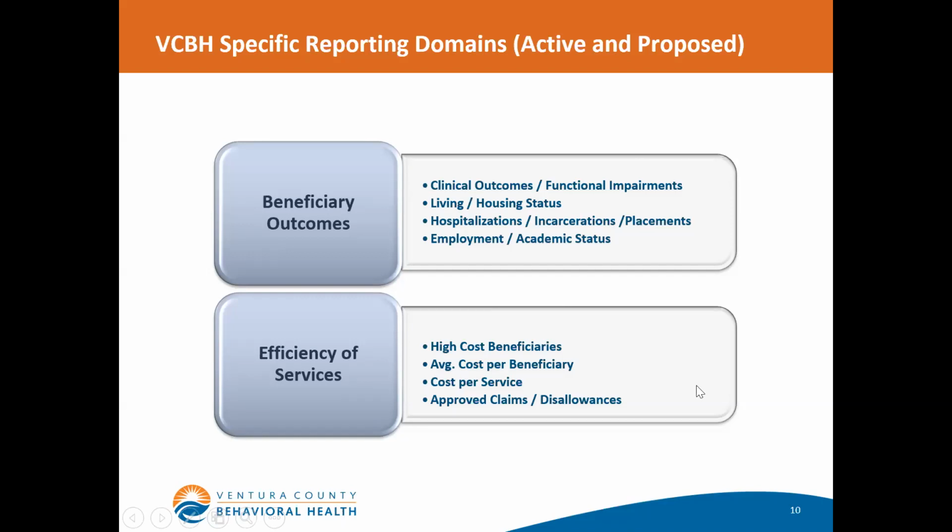And then lastly, we have efficiency. Are we getting the most bang for our buck? I mean, how many high cost beneficiaries are we serving? What's our average cost per client and per service? And what's the level of our approved claims versus our disallowances? So that's something we want to continuously monitor. And again, we are collecting currently a lot of data on these different domains and indicators, but we certainly can do a better job.